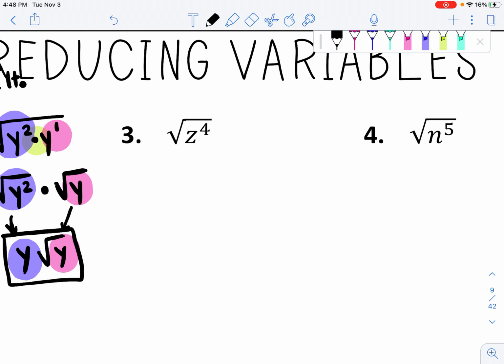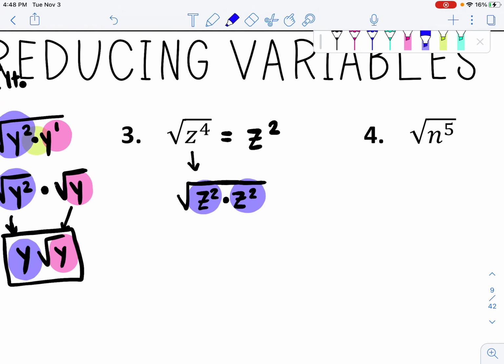Z to the fourth, it's an even exponent, so it can come out right away. I'm telling you the square root of z to the fourth is equal to z squared, but I'll show you why. Using that rule from the last problem, I could rewrite this as z squared times z squared. Now each of these can come out because they each have an exponent of 2. So the square root of z squared is z, so that comes out. And then this one can also come out, so I've got two z's that came out, and z times z equals z squared.